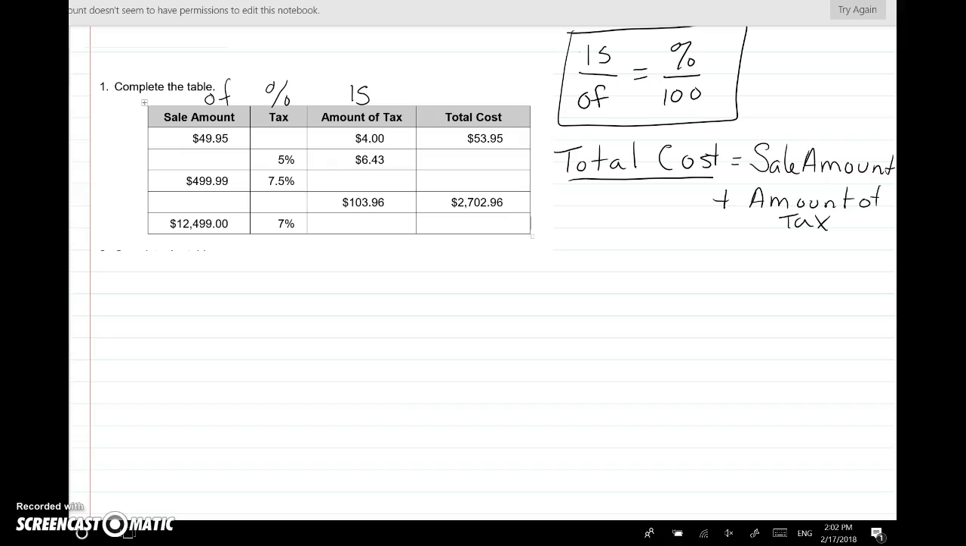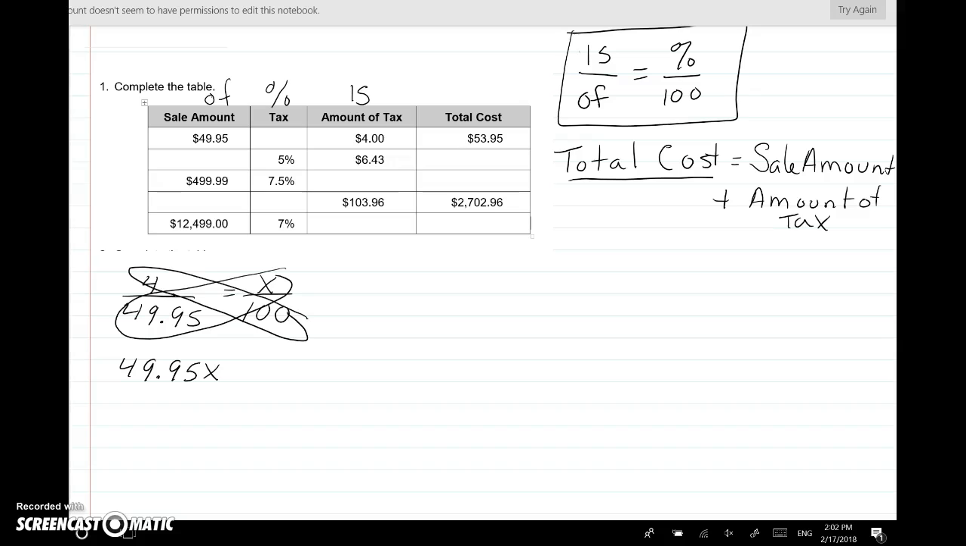So I'm going to use my formula is over of equals percent over 100. Is $4 over of, which is $49.95, equals, I don't know what my percent is, over 100. And I'm just going to cross multiply. Remember, cross multiply is going diagonal. And I get 49.95x equals 400. Divide both sides by 49.95. And I get that x equals 8%.